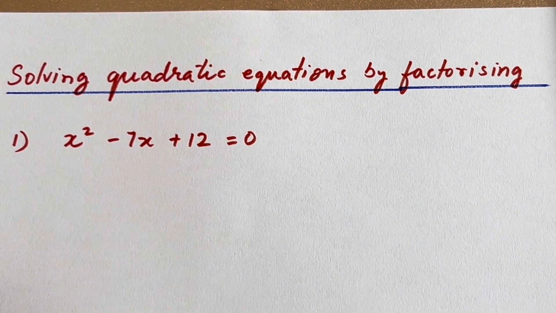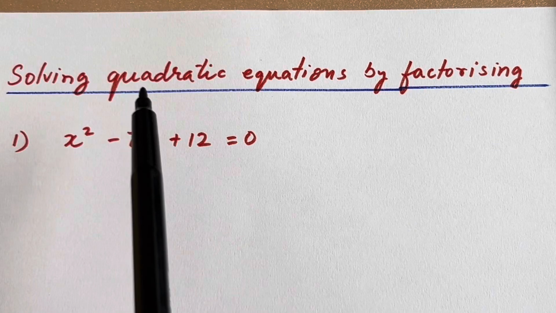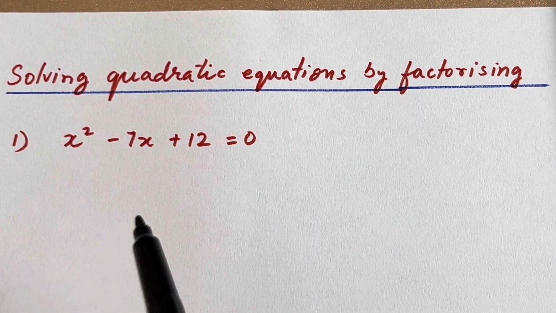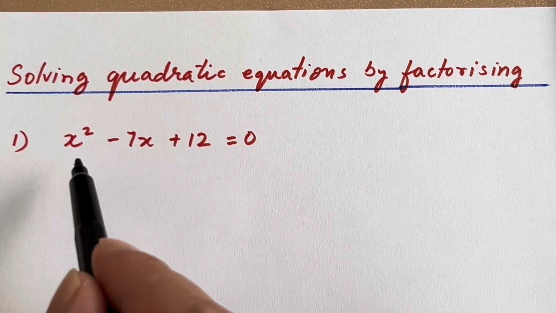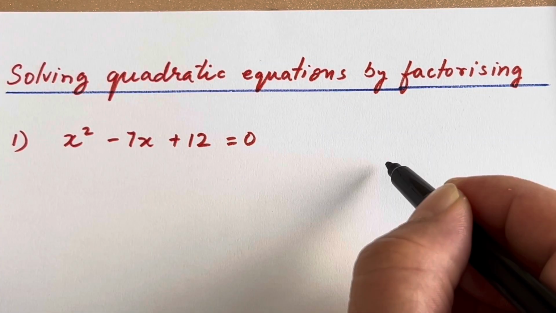Yonjan. Today we will learn how to solve quadratic equations by factorizing. Alright, so let us solve this equation x squared minus 7x plus 12 equal to 0.